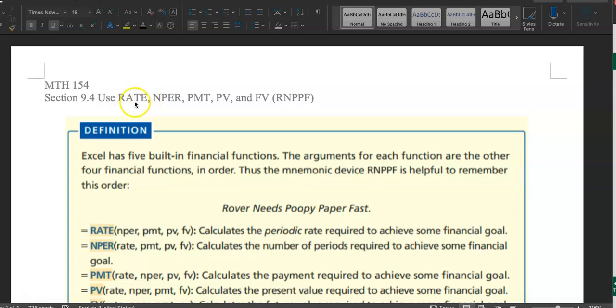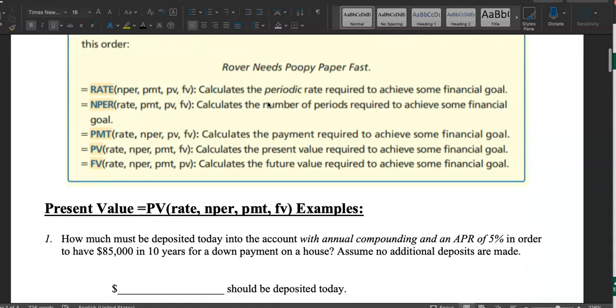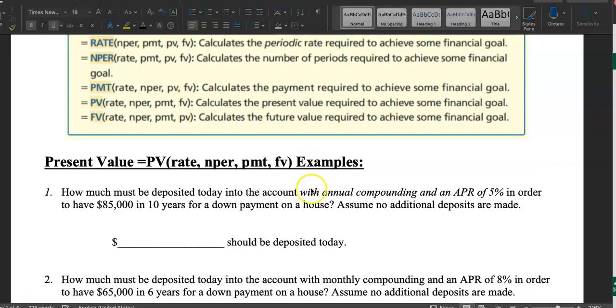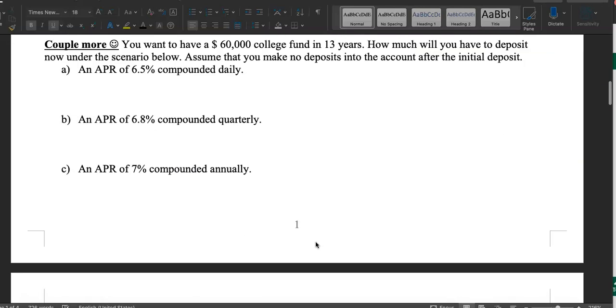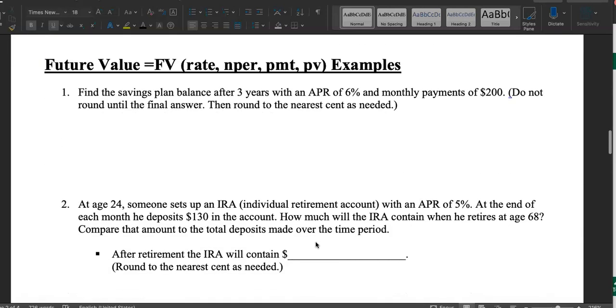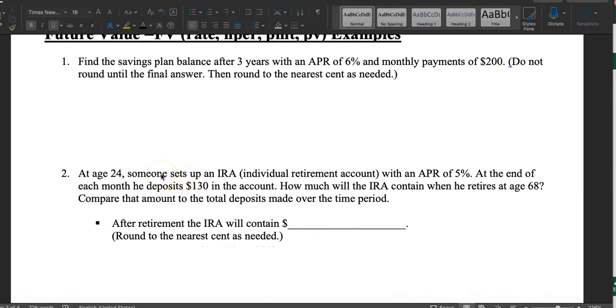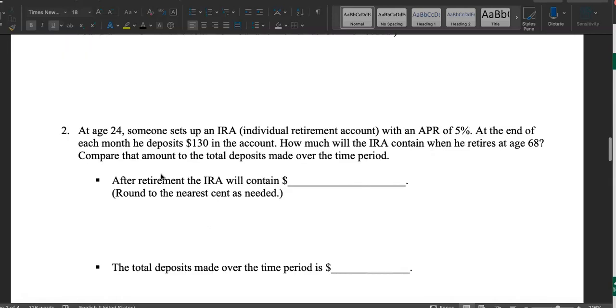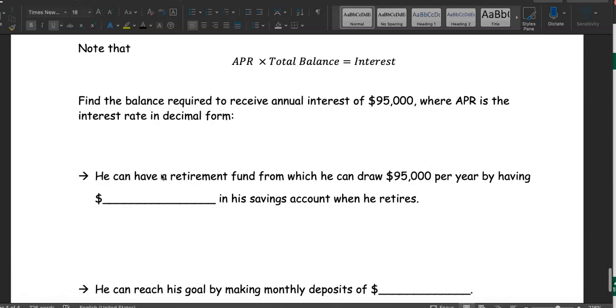Well, maybe in 9.5 we may use rate and NPER, but we're mostly using the PMT, the payment function, PV, that stands for present value, and FV, the future value function, to answer some of these questions regarding how much money should be deposited today, or how much money am I going to have in 30 years. Some of these very important questions, like if somebody wants to retire at 68 and wants to have a certain amount of retirement money, how much money should be deposited? Those things. So I think these are very applicable.